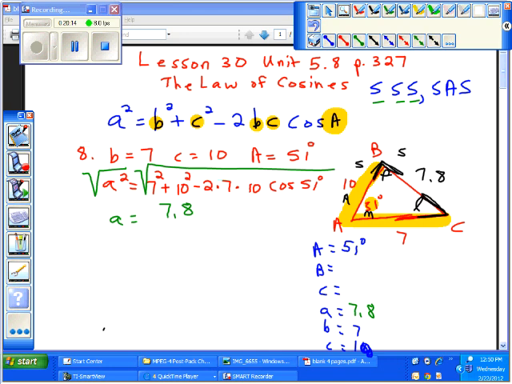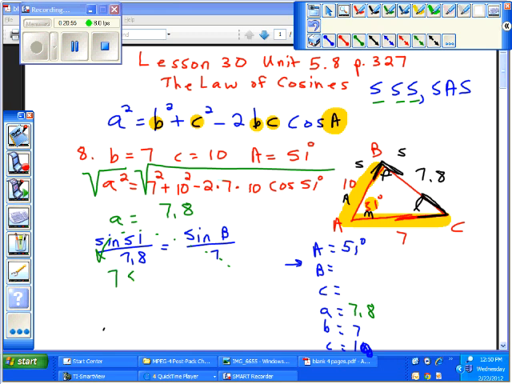Okay, so now we're going to revert to the law of sines, and we're going to look for angle B. And so we're going to say sine of angle A, 51 degrees, over little a, which we just found out was 7.8, is equal to sine of angle B, which we don't know, over little b, which is 7. Except I wanted little c. No, I didn't. I wanted little b because little b is the smallest. That's right. I did not mess up. There we go. Okay, so we're going to solve.